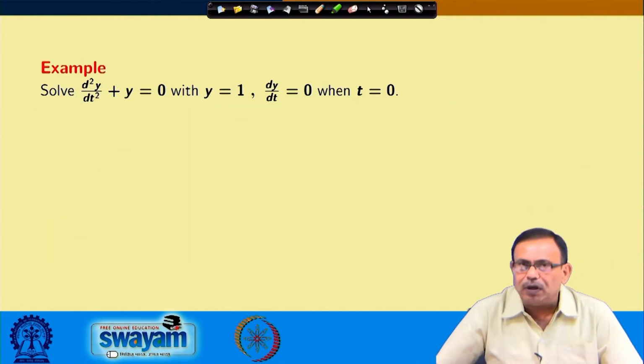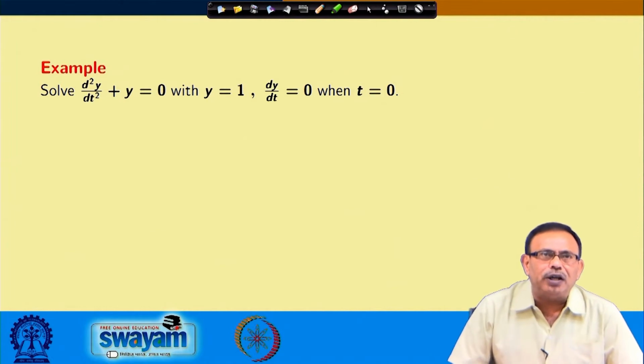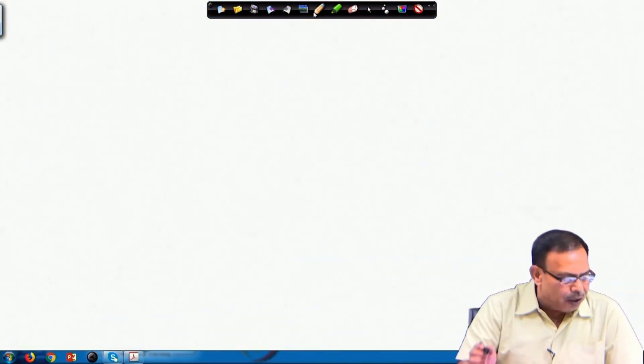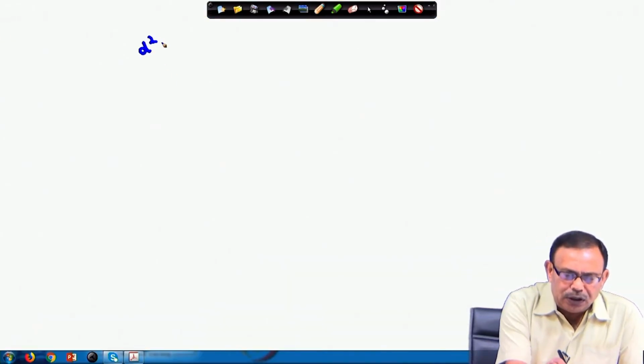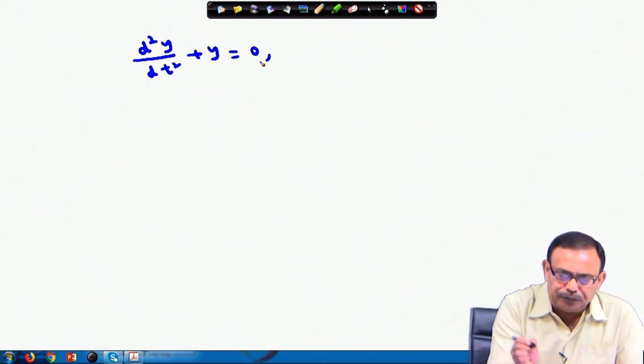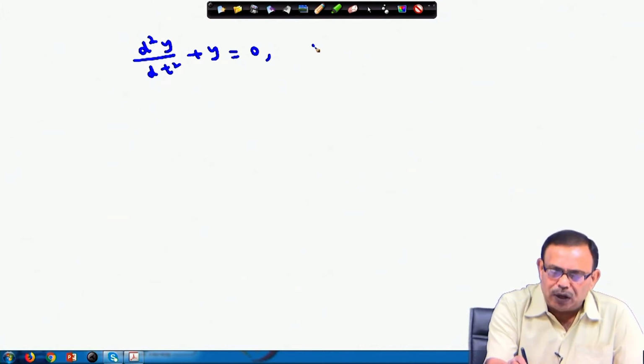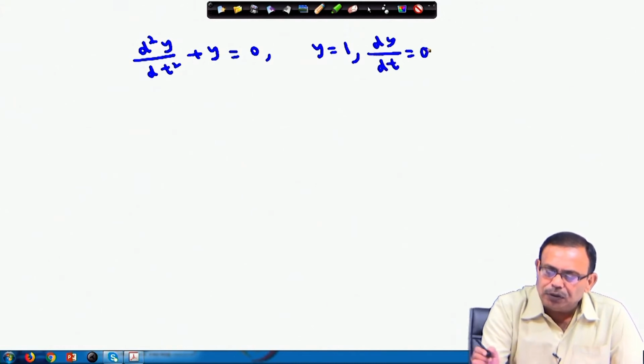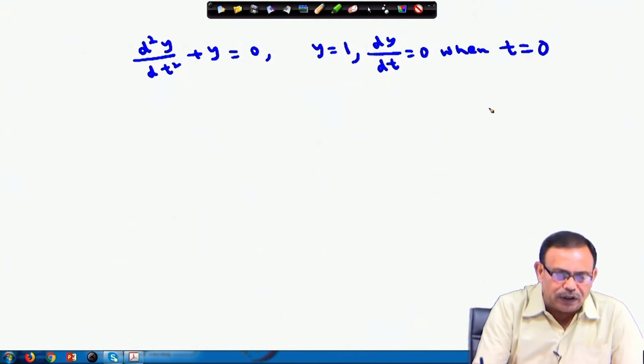I want to solve this problem d²y/dt² plus y equals 0. I am taking a simple problem at first, with y equals 1 and dy/dt equals 0 given when t equals 0. Let us see the solution process. Effectively, your problem is d²y/dt² plus y equals 0, and it is given that y equals 1 and dy/dt equals 0 when t equals 0. This is given to us.